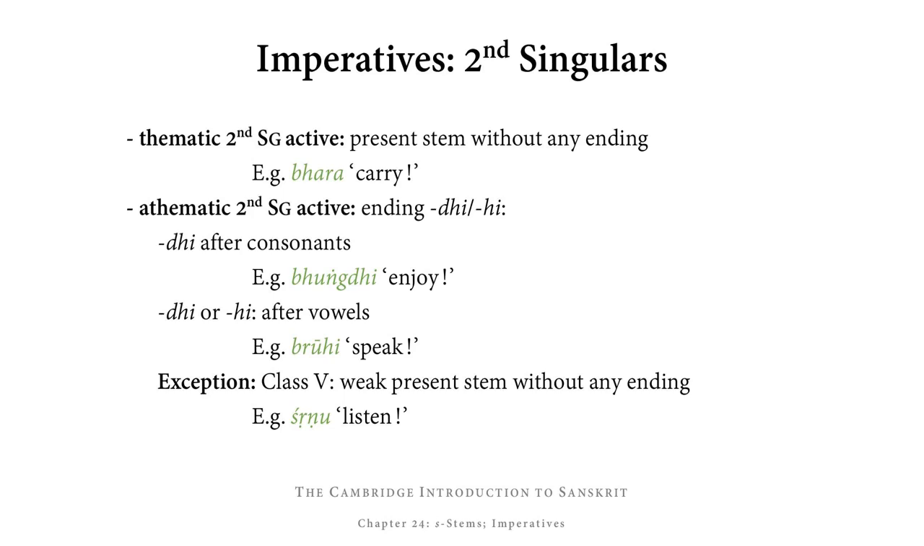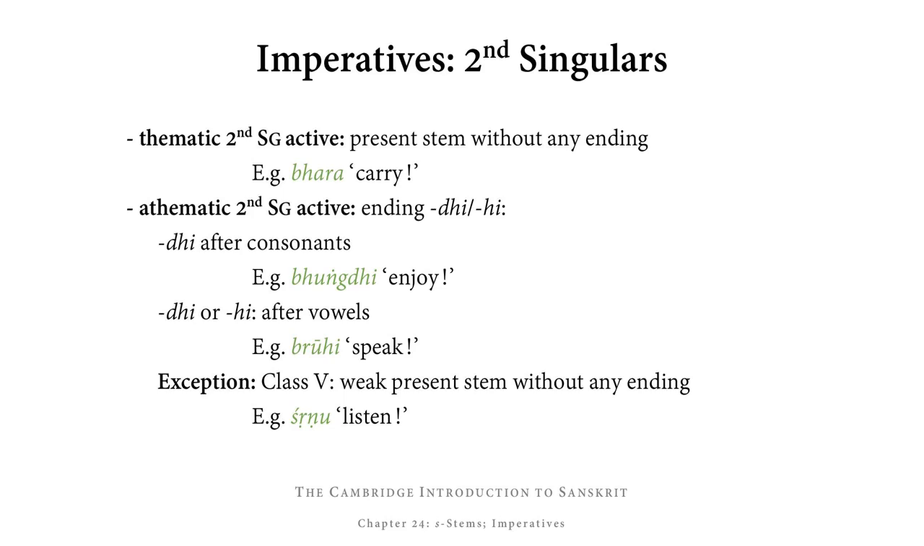So for example, from brū, to speak, we have brūhi, meaning speak. An exception to this is class 5 verbs, which as their second singular imperative use the weak present stem without any ending. So basically they are similar to thematic imperatives, where we also have the present stem without any ending. Here we have the weak present stem without any ending.